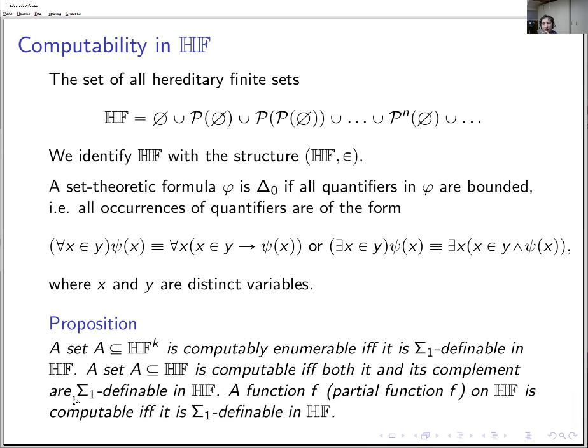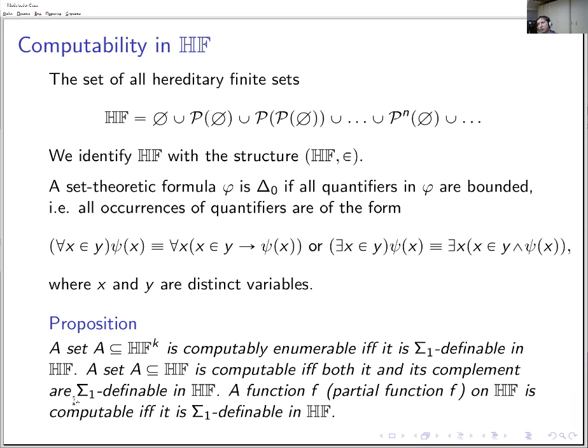As usual, we also have bounded quantification in the set theoretic language. And again, we have exactly the same correspondence. So basically, we say a computably enumerable set or computable set of hereditarily finite sets.